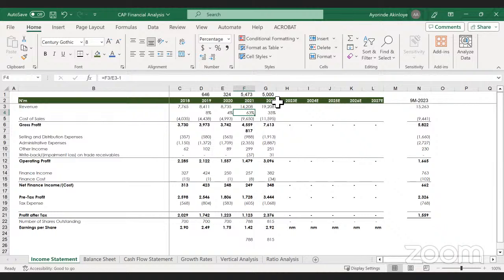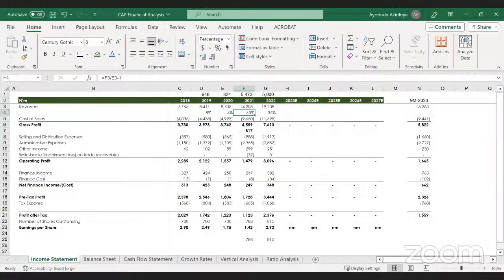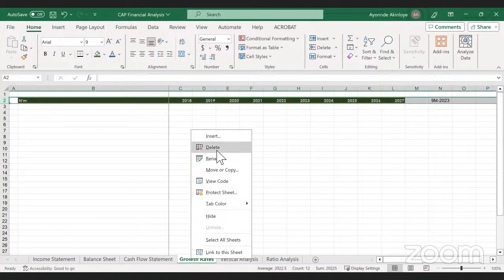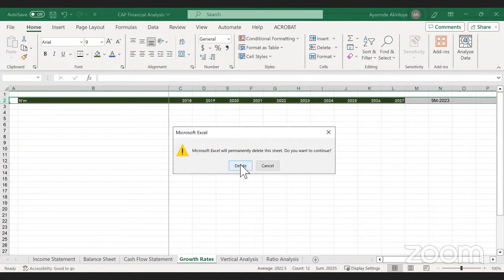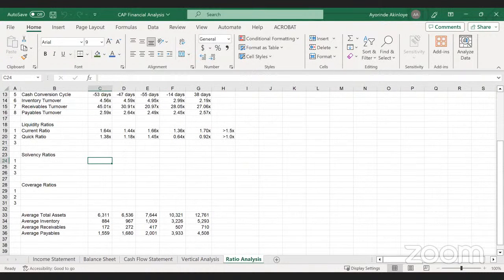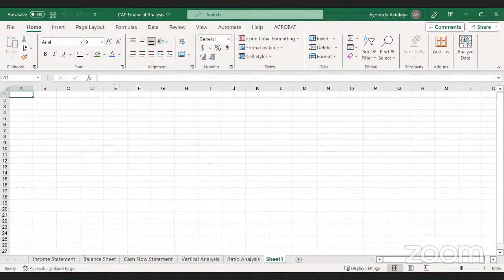That's where we'll come to the next line of building a three-dimensional financial model: determine the assumptions that will drive the forecast. Typically, this is not a full-fledged financial modeling class. Let me just mention that I'm just meant to give you a rough idea of how to go about it, because a full-fledged financial modeling class is an entirely different class or segment on its own. So we can't go into the full depth of it.